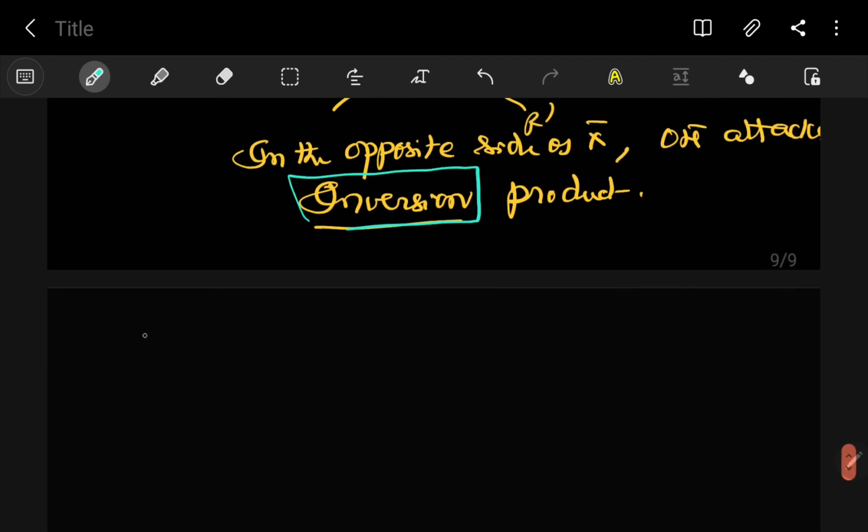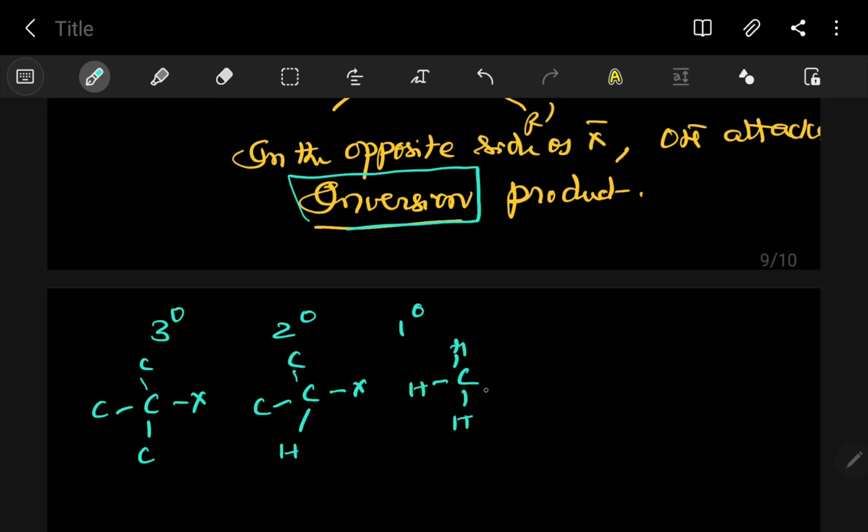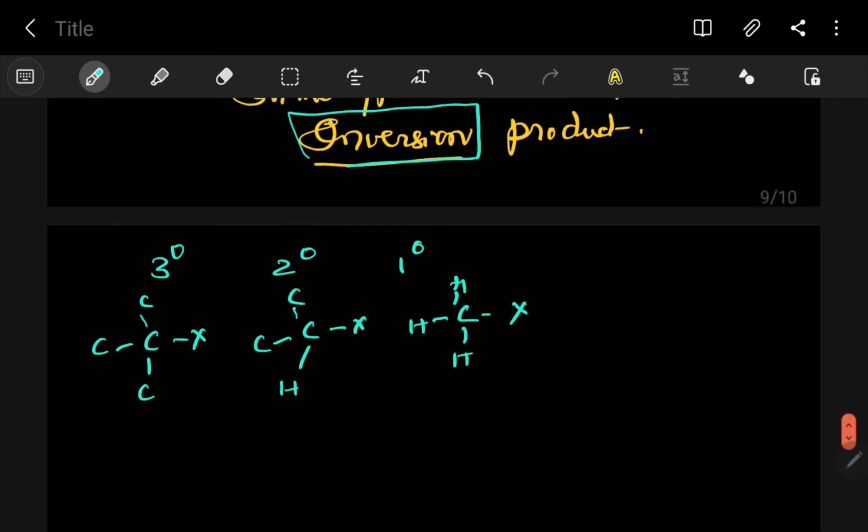Now for alkyl halides: tertiary, secondary and primary. We know the meaning of tertiary alkyl halide: a carbon attached to 3 other carbon atoms is called tertiary. When the carbon is attached to 2 other carbon atoms, and one more is definitely a hydrogen atom, it is secondary. And when the carbon is attached to only one other carbon, like CH3Cl, it is primary.